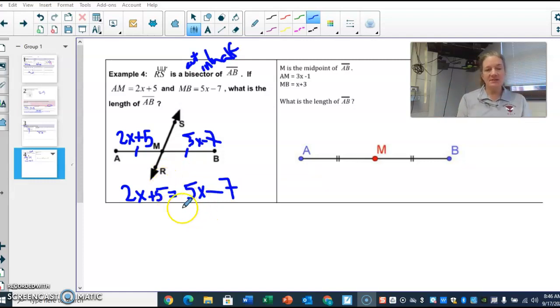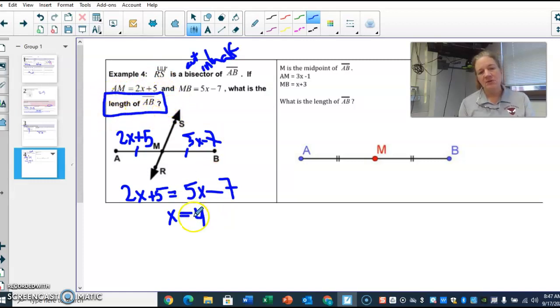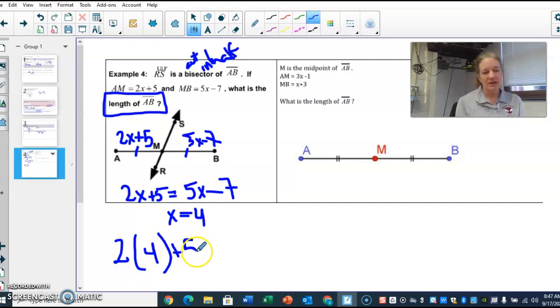So I can put this into Desmos, and when I do, I get x equals 4. So let me put a box around the question and see if it matches the answer. Length of AB. X equals 4. Does that say AB equals 4? I don't think so. So am I done? Nope. Like we did with line segments, now I've got to go back and substitute that 4 back into my original equation. So I'm going to say 2 times 4 plus 5. And that is equal to 13.